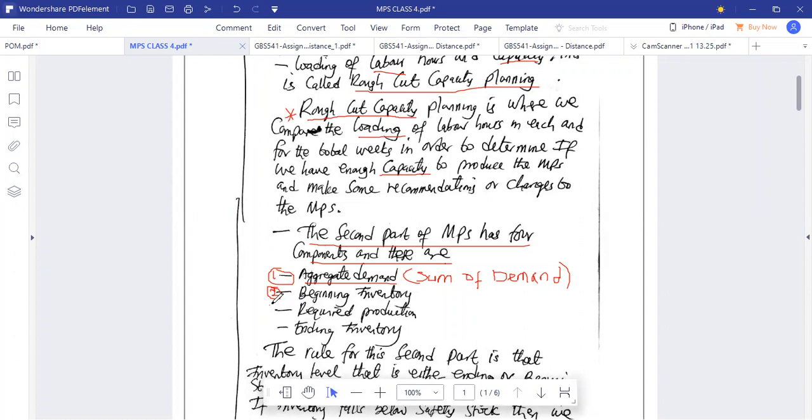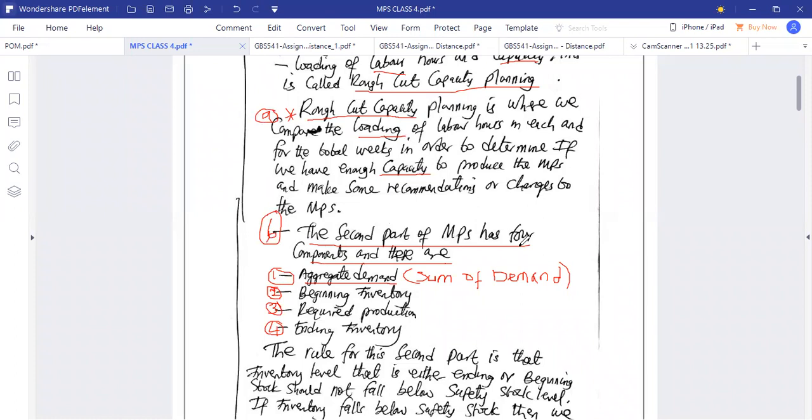And then the other one is the ending inventory. Now this inventory is also called the stock. First of all, we are still getting back to the second part here. So part A, the first part, is the rough cut planning, and then we look at part B, which is also called the load sizing part. So it's for load sizing.